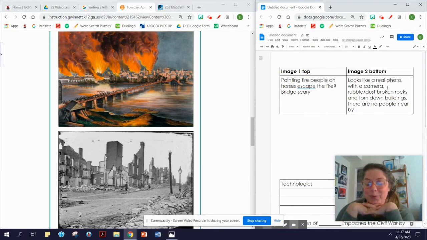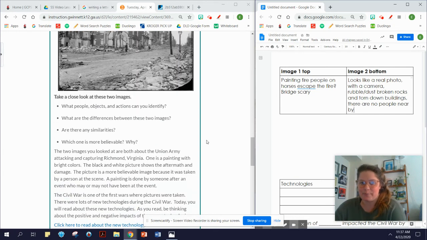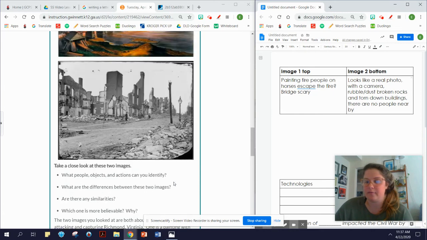So what are these images, now that I notice this? The two images that you looked at are both about the Union Army attacking and capturing Richmond, Virginia. One is a painting with bright colors. The black and white picture shows the aftermath of the damage. The photo is a more believable image because it was taken by a person at the scene. A painting is done by someone after an event who may or may not have been at the event.